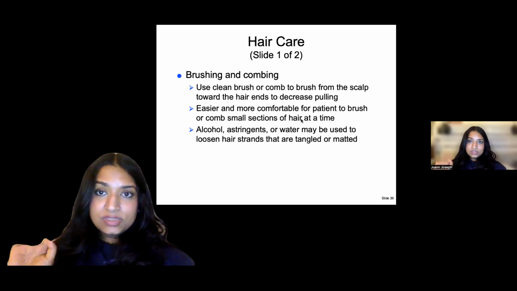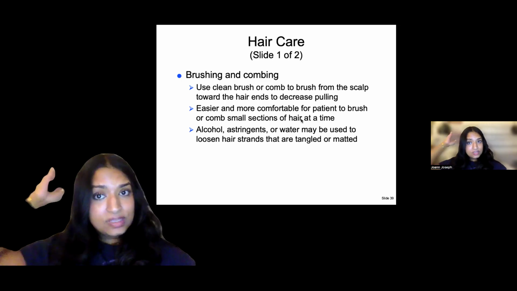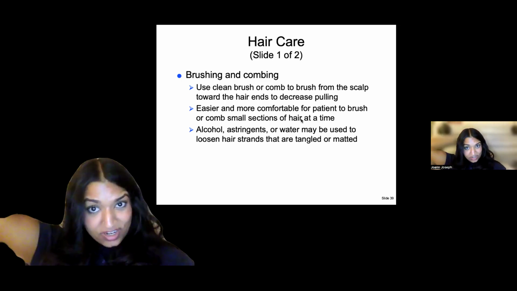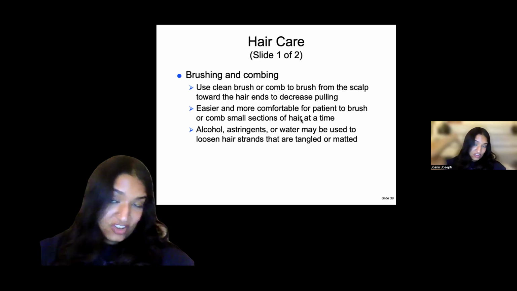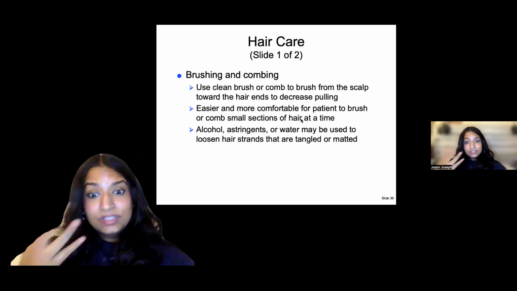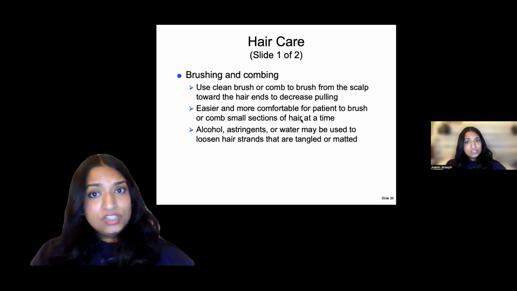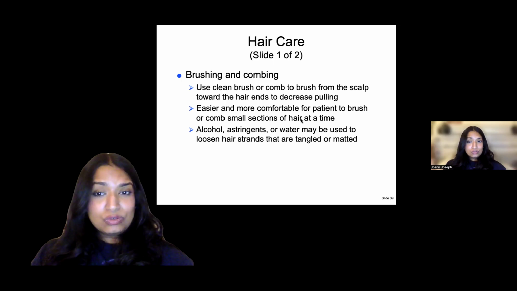A lot of these patients spend a lot of time in their bed. Think about how your bed head looks when you wake up and the back of your hair is very coarse, dry, and completely crazy. Some of these patients are bedridden a lot and their hair starts to become matted and tangled. You will need to use some products to untangle it.